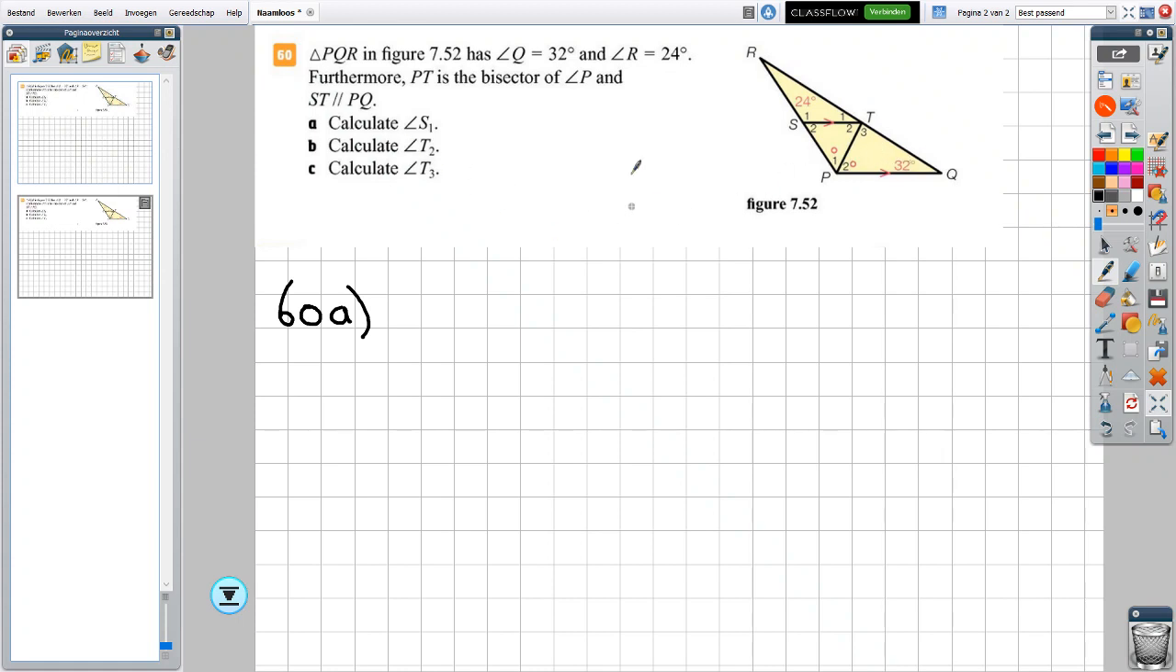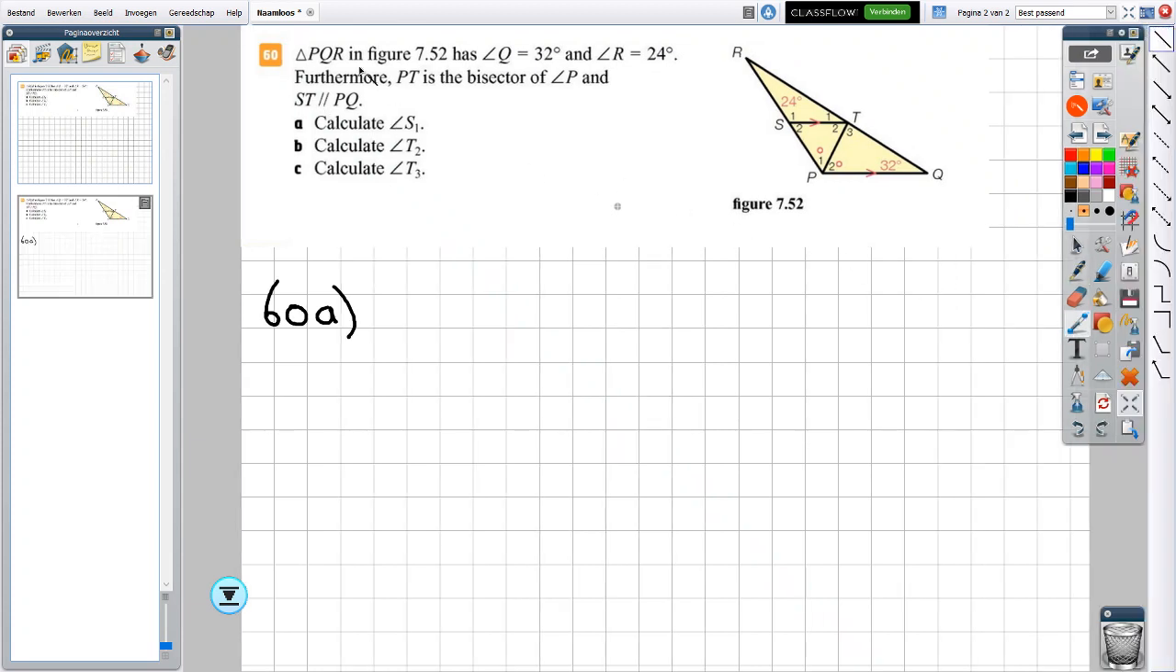Okay, calculate angle S1. If you have trouble with exercises like this, as I already sometimes said, take a look whether you can calculate, for example, an angle sum first, and if they give you a triangle with parallel edges, be on the lookout for corresponding angles and alternate angles. They ask you to calculate angle S1 here.